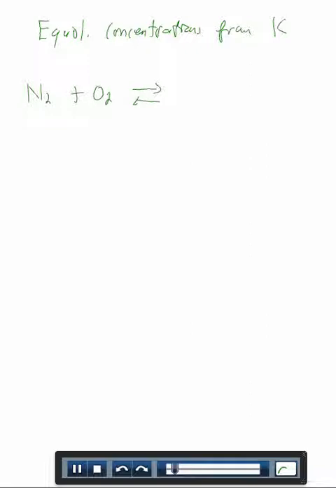Now let's look at how we can find equilibrium concentrations from the equilibrium constant K. So let's consider this gas phase reaction: nitrogen plus oxygen in equilibrium with nitric oxide. And let's look at the equilibrium constant in terms of concentration. And so we'll have the concentration of the product squared divided by the concentrations of the reactants.